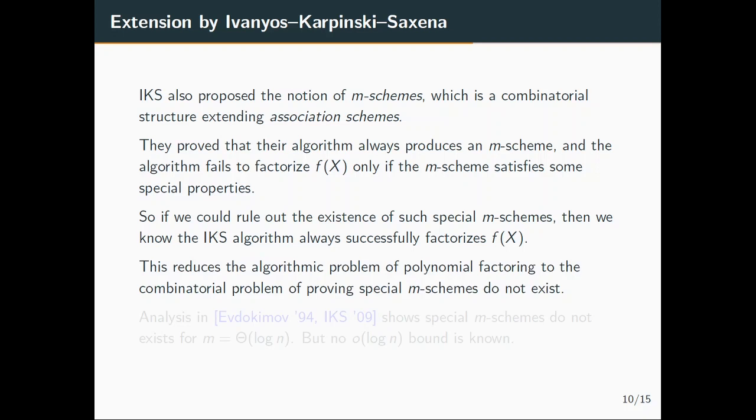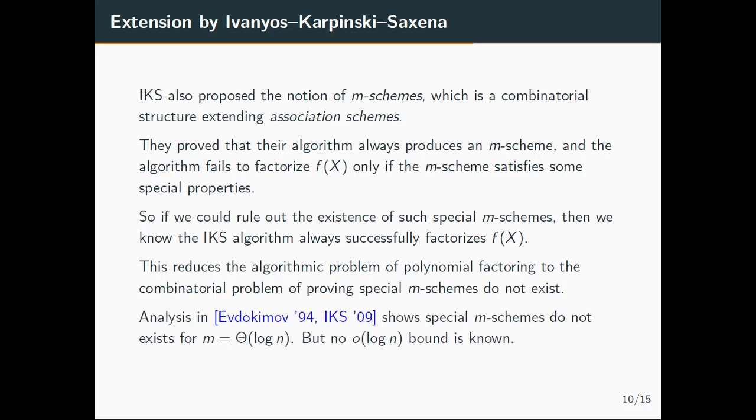Therefore, this reduces the algorithmic problem of polynomial factoring to the combinatorial problem of proving special m-schemes do not exist. And the analysis in Evdokimov's paper and the paper by IKS boils down to showing that special m-schemes do not exist for m of order log n. If one could improve this bound to little log n, then we would have a faster algorithm. Again, no such bound is known so far.